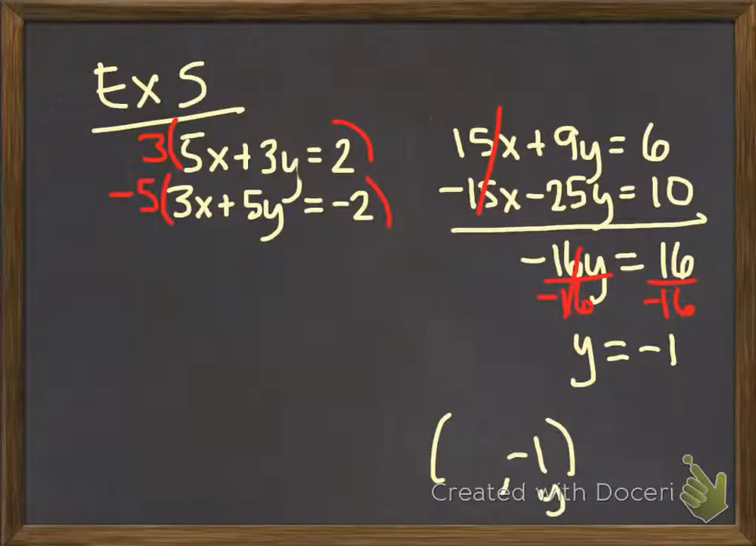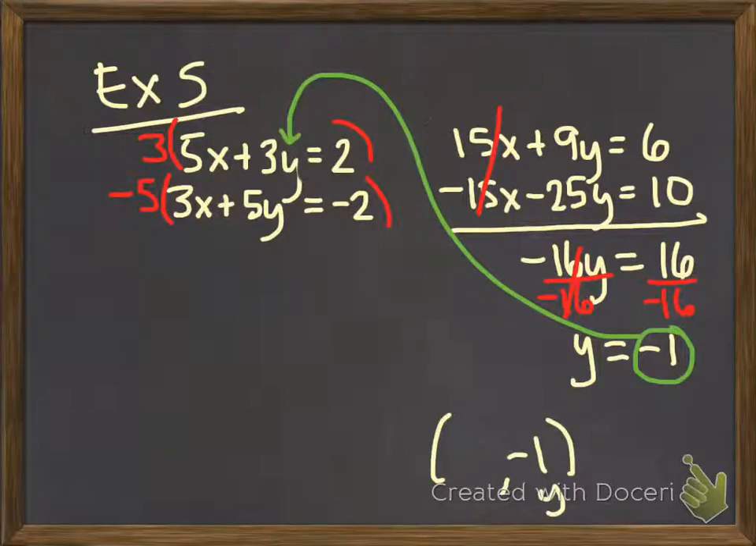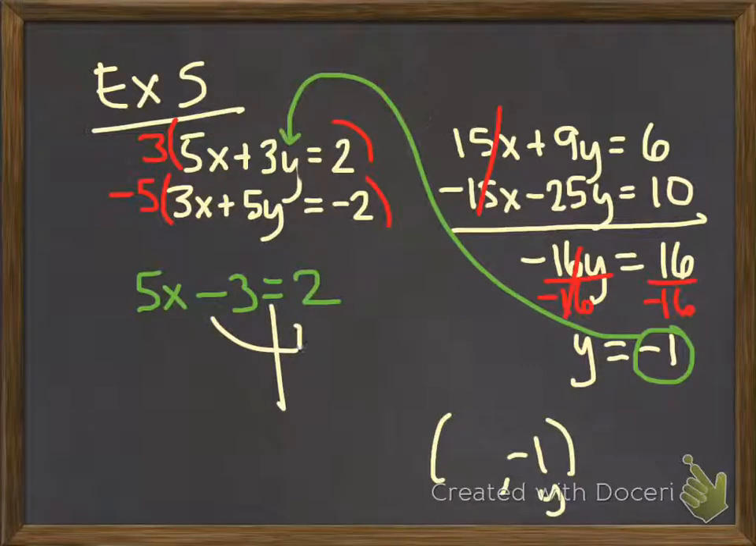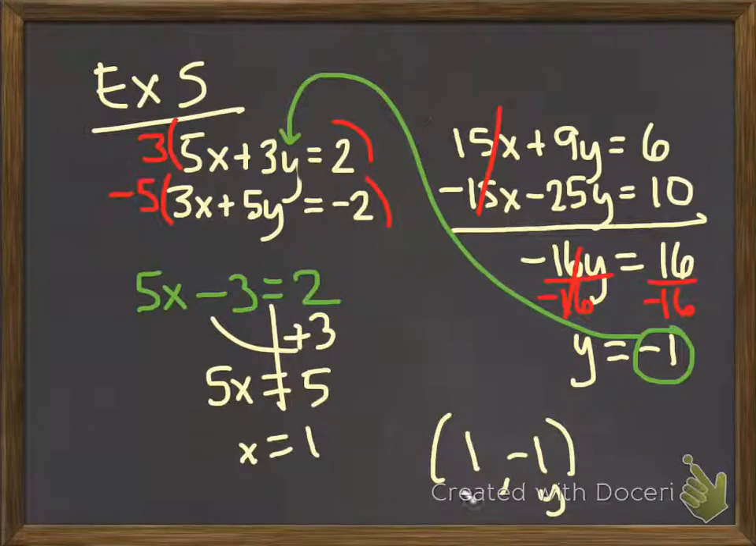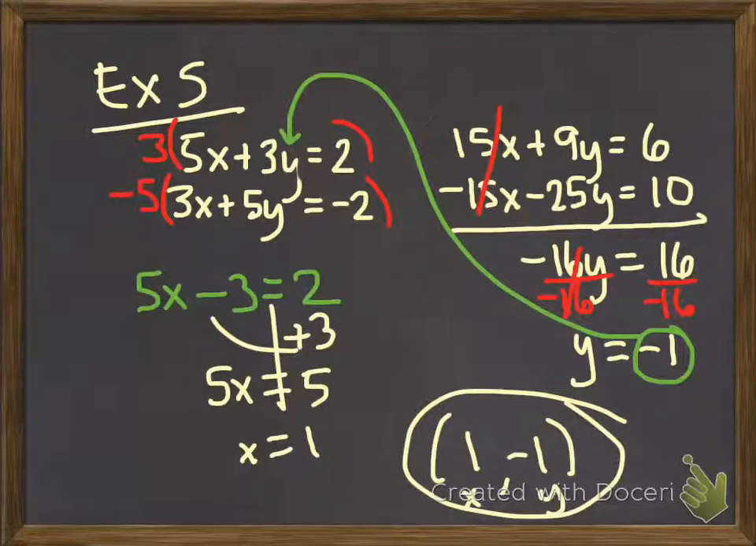Okay, so we have the first part of our intersection. Now we're going to plug it back in to one of the original equations. So let's take this y equals negative 1 and put it in here. So now I have 5x, and 3 times negative 1 is negative 3 equals 2. Then we're going to add 3. 5x equals 5. Divide by 5 and you get x equals 1. So the point of intersection is at 1, negative 1.